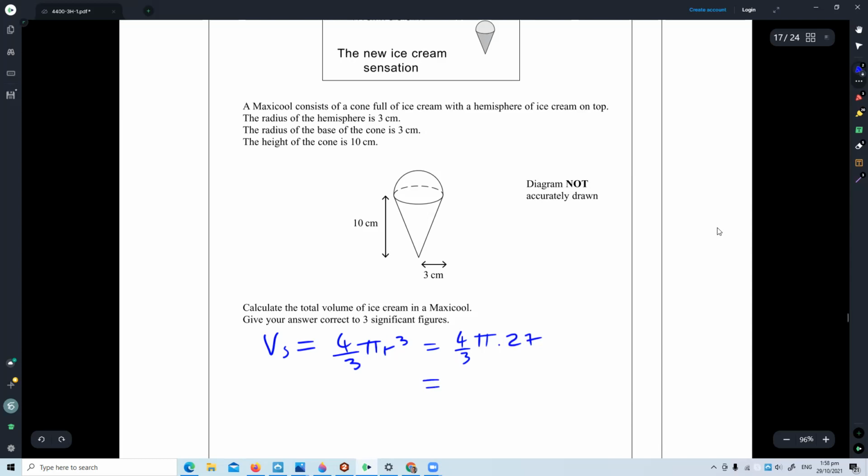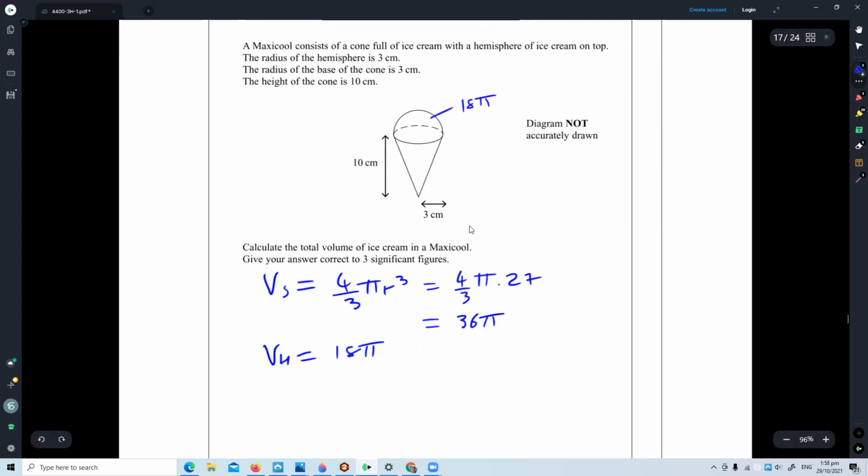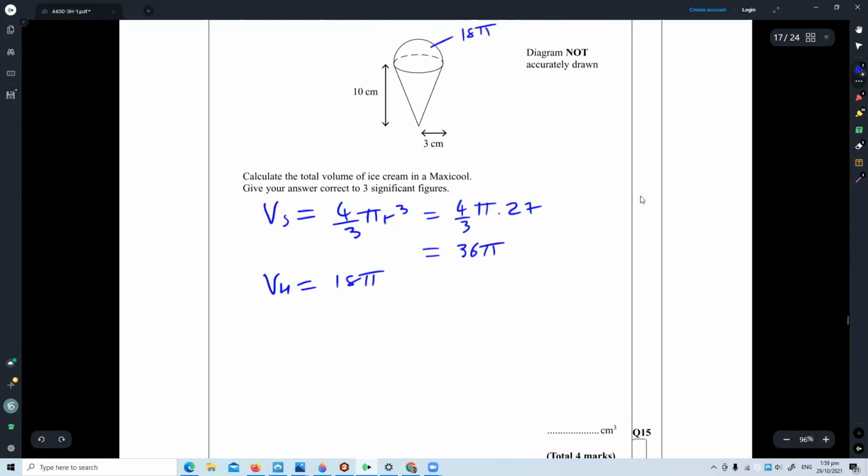27 divided by 3 is 9. 9 times 4 is 36. So it's 36 pi. And the volume of a hemisphere is half of that, so it is 18 pi. Okay, so this is 18 pi cm cubed. And then the height of the cone is 10. So the volume of a cone is the area of a circle times a third of the height.